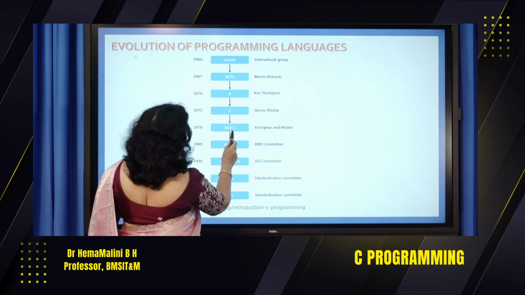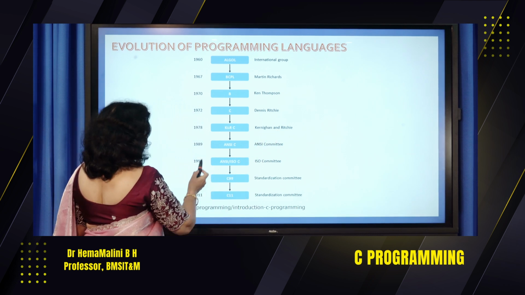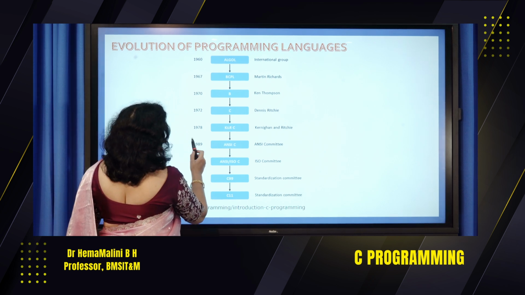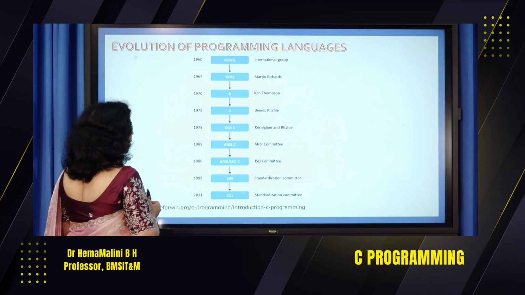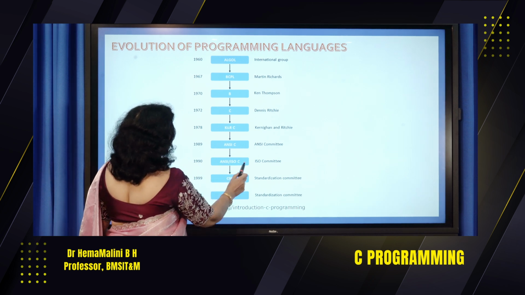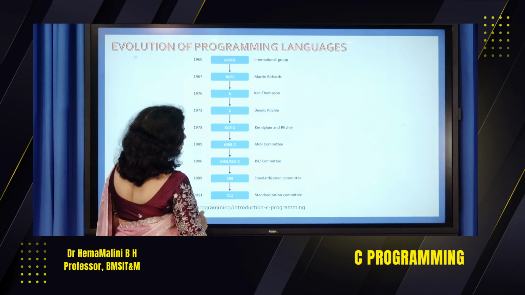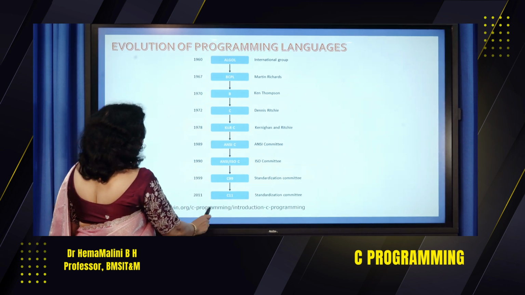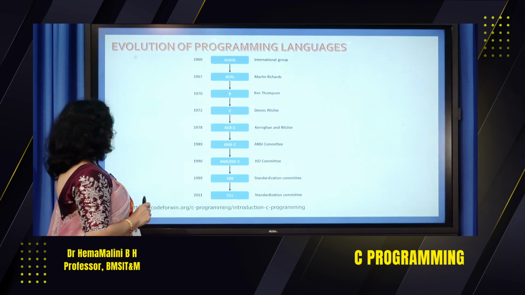1978, K and R C, means Kernighan and Ritchie founded C. There is a book by K and R C, you can just refer that, it is a good book. 1989, ANSI C came into existence. This was proposed by ANSI committee. 1990, ANSI or ISO C, this was given by ISO committee. 1999, C99 came into existence, that was given by the standardization committee. 2011, C11 was proposed by the standardization committee.